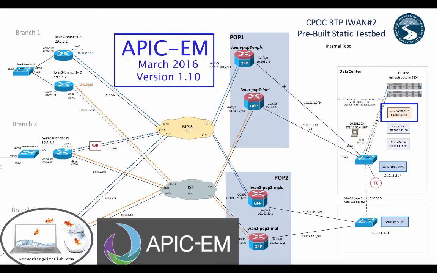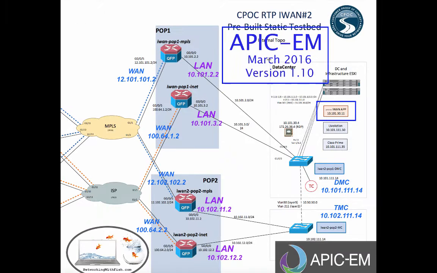So what we're going to do here is the head end, where we have two front end points of presence, a data center in the background with a DCI interconnect in between. So we have IWAN POP1 MPLS, IWAN POP1 INET, IWAN POP2 MPLS, IWAN POP2 INET. So what we're going to do is hop into these boxes.